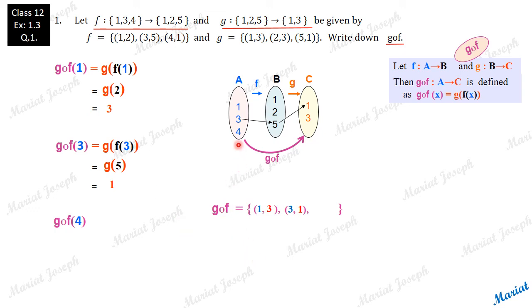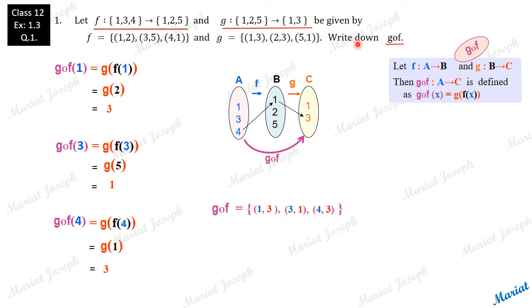And the last, we need to get the image of 4. GOF of 4 is G of f of 4. How do we get f of 4? f of 4 is 1. The function given to us says f of 4 is 1. So this step becomes G of 1. Now what is G of 1? G says the image of 1 is 3. So here the step goes to 3. That means the element 4 has image 3 under the rule GOF. So we join that also in the roster form.